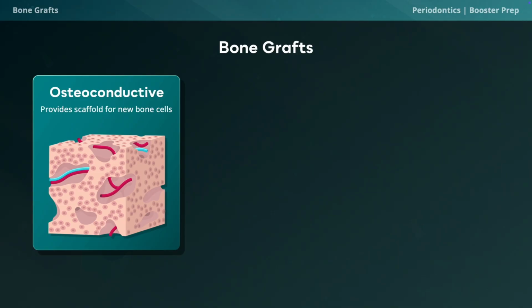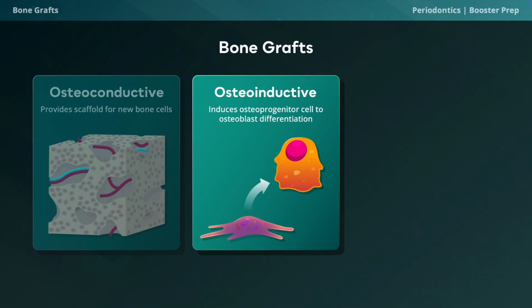The next O is osteoinductive. These induce nearby stem cells, osteoprogenitor cells, to turn into osteoblasts, which are the cells that make new bone. So think that they stimulate your body into making new bone forming cells. They induce it to happen. The last O is osteogenic.